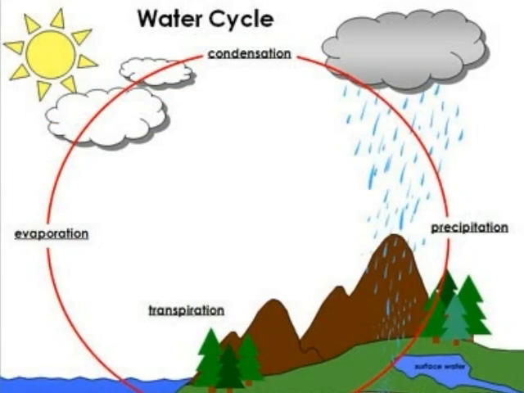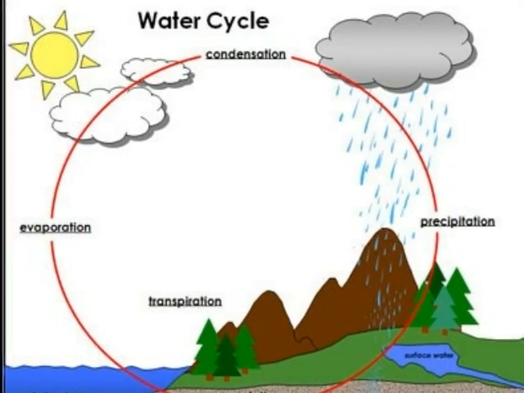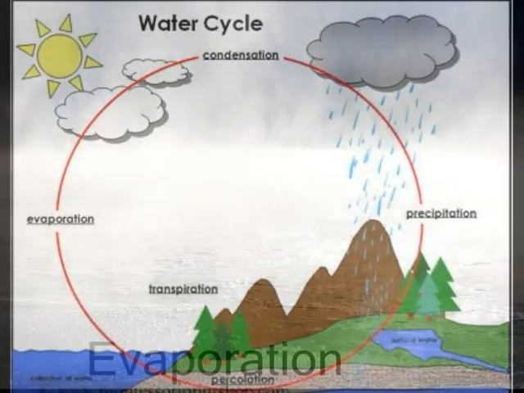But from all this water that we use as humans, how do we never run out? Where does it all go? Where does all this water come from? The answer to that question is the water cycle. But what is the water cycle exactly?